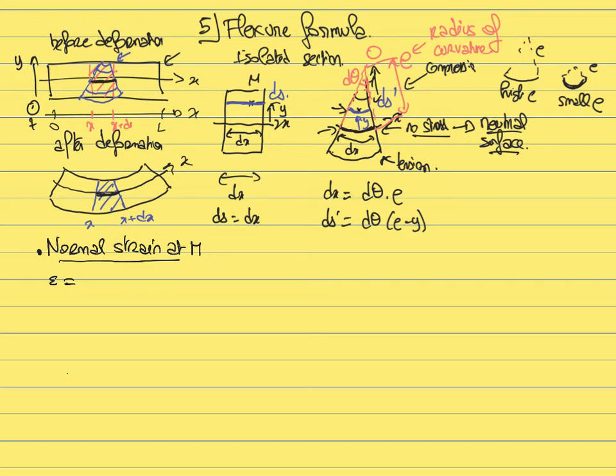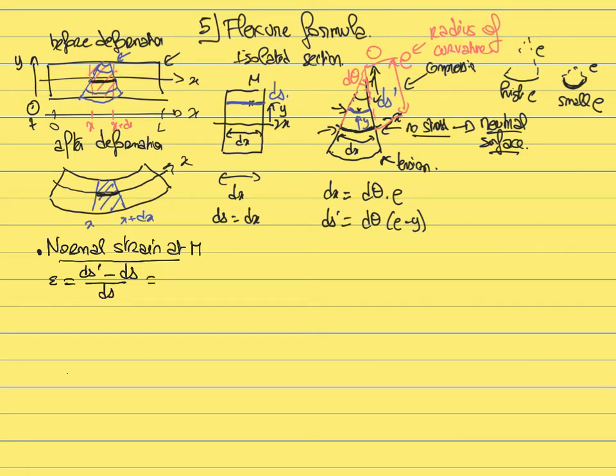The strain is the variation of the length of this member divided by its initial length. It's new length minus old length divided by old length. That's the typical definition of the normal strain. So in this case, if I want the normal strain at the point M, this strain is going to be equal to the new length, ds prime, minus the old length, ds, divided by the old length, ds.